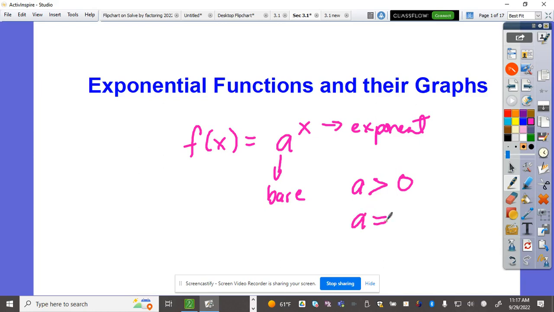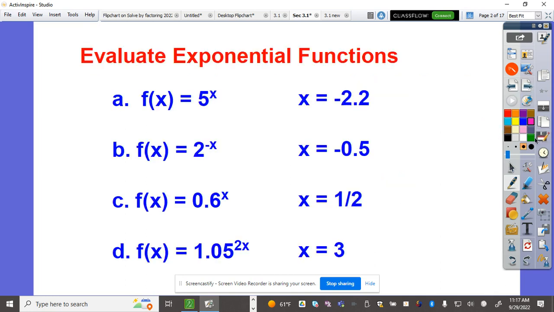It cannot be equal to 1, because if it's 1 to the second power, 1 to the third, the answer will always be 1. Let's try to evaluate it. So let's say we have f(x) = 5^x.